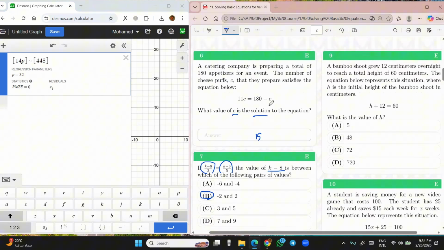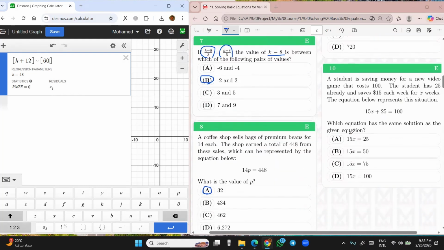Question number 9. A bamboo shoot grows 12 centimeters overnight to reach a total height of 60 centimeters. The equation below represents the situation where h is the initial height of the bamboo shoot in centimeters. So here we have the equation and we need to get the value of h. Of course, it's easy to move the 12 to the other side. 60 minus 12 is equal to 48. You can also write it on Desmos if the numbers are harder than this. So h plus 12 in the left side, and the right side we write 60, and we get the answer of 48.